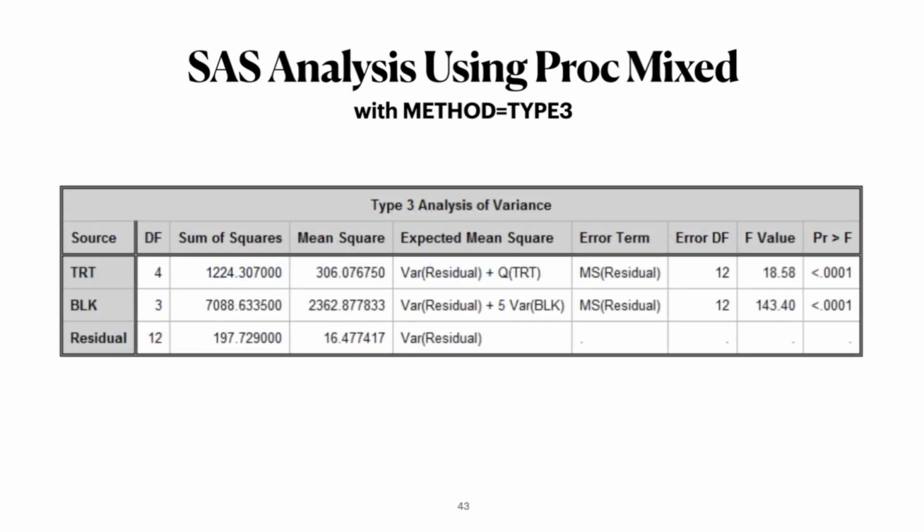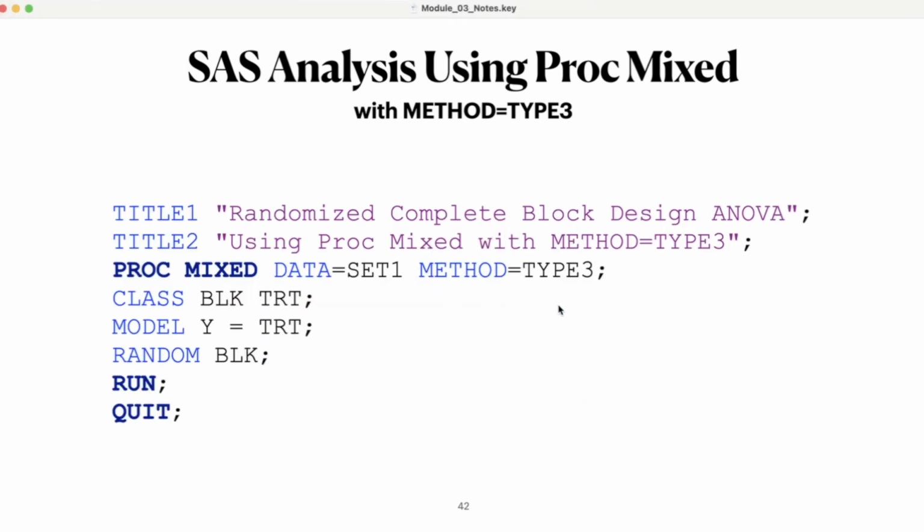And so let's take a look at the output. We can see here that this is a snippet from the SAS output, and we have here the ANOVA table. SAS proc mixed is producing this ANOVA table explicitly because I specified method equal type 3. If I did not specify method equal type 3, if I didn't specify any method at all, then it would default to residual maximum likelihood. That's its default.